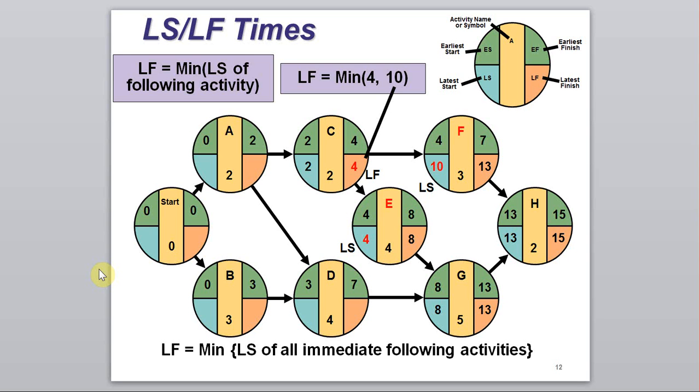After we calculate the four time attributes, earliest start time, earliest finish time, latest start time, and latest finish time for each activity in the activity network, the next step is to compute the slack time.